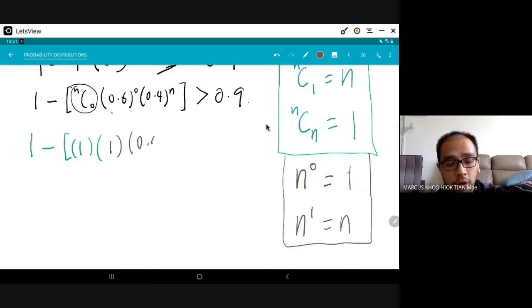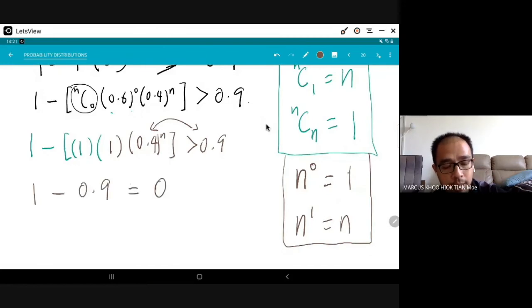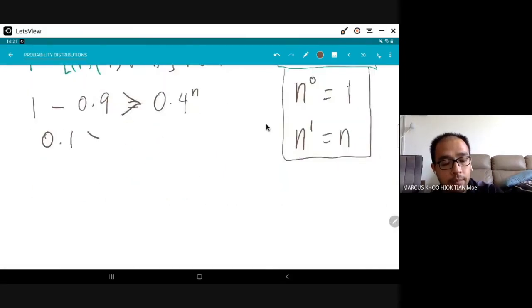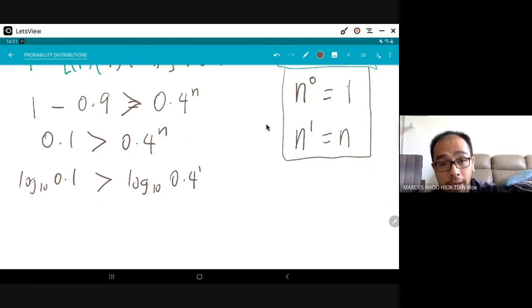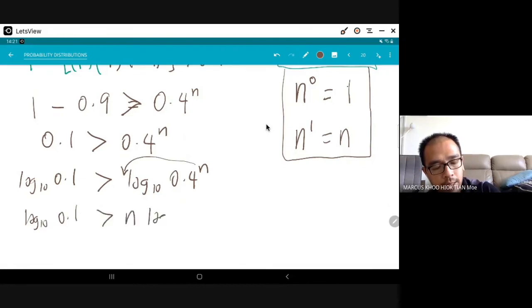So you're left with 0.4 to the power of N, which is our problem now. Let's settle this first. I'll bring this to the other side and change it. So 1 minus 0.9 equals more than 0.4 to the power of N. 0.1. Okay, 0.4 to the power of N. And here we must recall what we learned last year. This is logarithm. So log 10 0.1 is more than log 10 0.4 to the power of N. I'm running out of time, so I need to make this faster. N goes to the front: log 10 0.1 is more than N log 10 0.4.